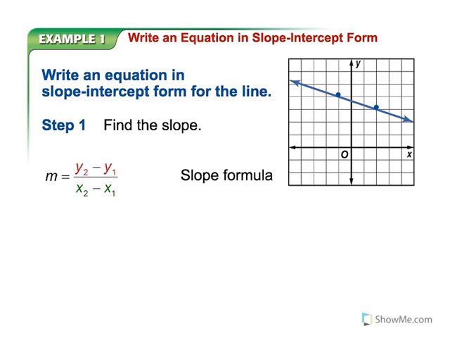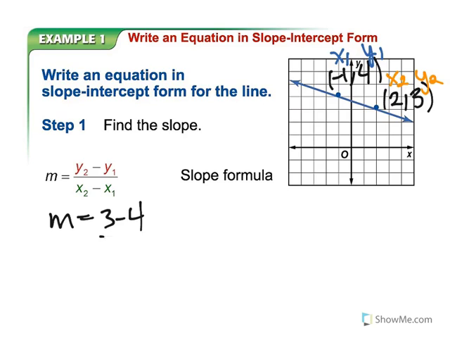Example number 1. Alright, so looking at this graph, we're going to see that the points on here are negative 1, 4, and 2, 3. And we're going to plug this into the slope formula. I'm just going to go ahead and label these x1, y1, x2, y2. It doesn't matter which one you label which, you just have to make sure you stay consistent. Okay, so my slope is 3 minus 4 over 2 minus negative 1. When you simplify that, you get a slope of negative 1/3.